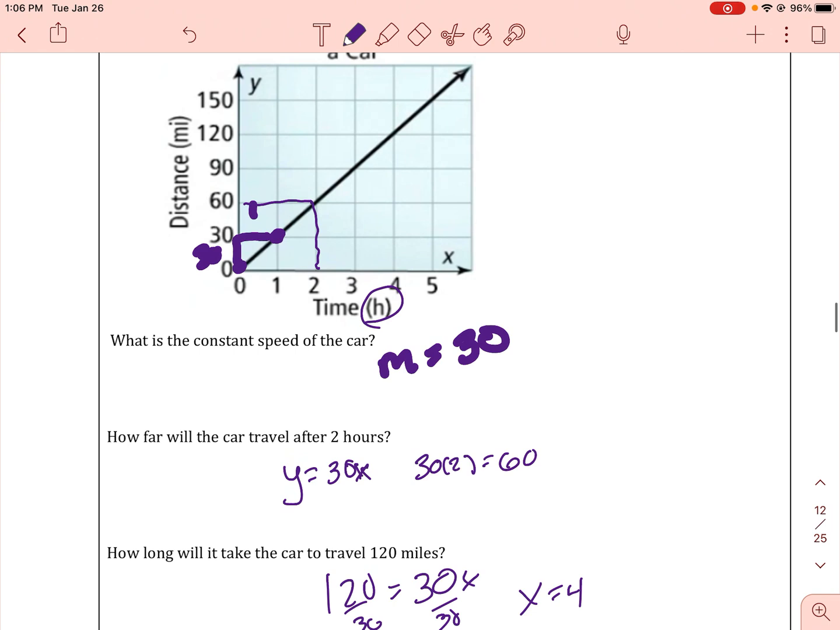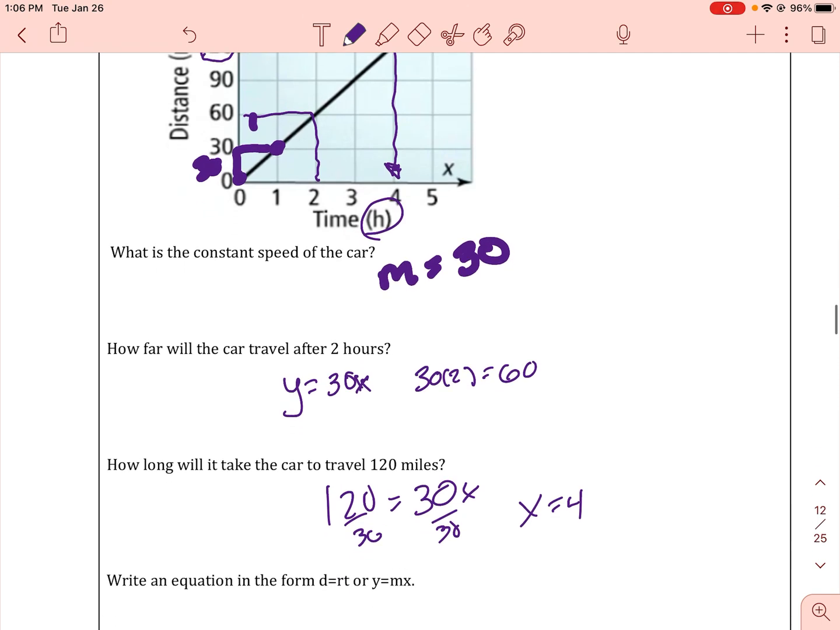Another way to look at it, distance in miles, right here. 120 miles goes to this point on the graph, comes down to 4, so it takes 4 hours to drive 120 miles.